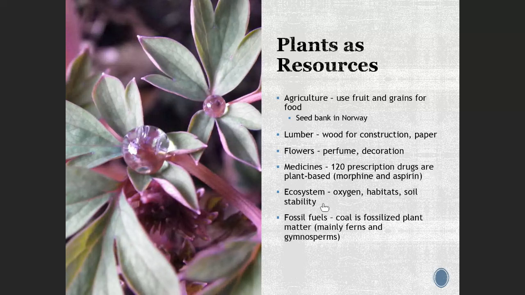Very essential for the ecosystem. They are essential for providing us oxygen and establishing the habitat and soil stability. You know, if you see all these floodings and stuff, what happens is when they get rid of the plants, where's the water going to go? Well, the water's going to go there. There's no plants to hold down the soil, and it's just a big old cascade of bad things happening. And then we also use them for fossil fuels.